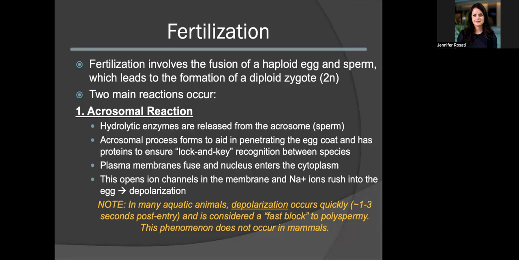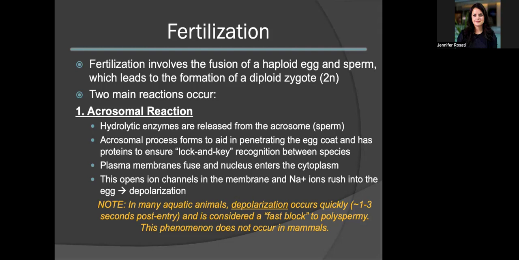Fertilization involves the fusion of the haploid egg and sperm. This will lead to the formation of a diploid zygote. Two main reactions occur during fertilization. One includes the acrosomal reaction. In this phase, the hydrolytic enzymes are released from the acrosome, which resides in the head of the sperm. The acrosomal process will form to aid in penetrating the egg coat. The acrosomal process has proteins to ensure a lock and key recognition between species.